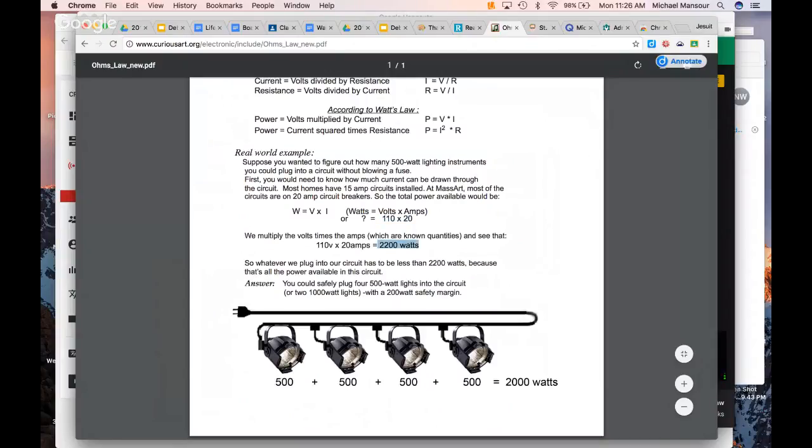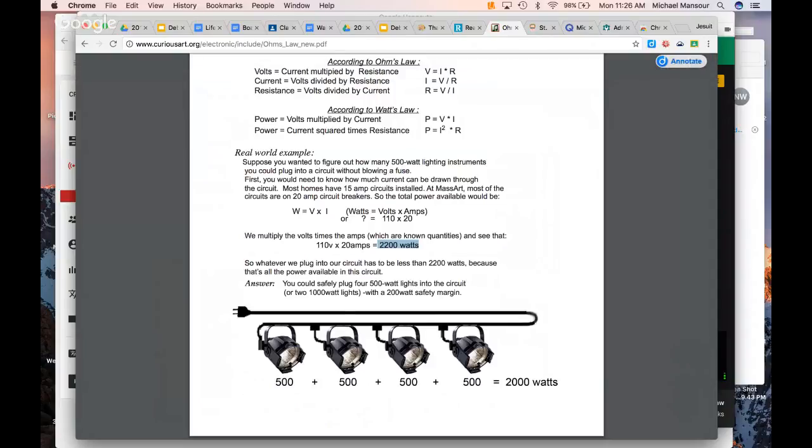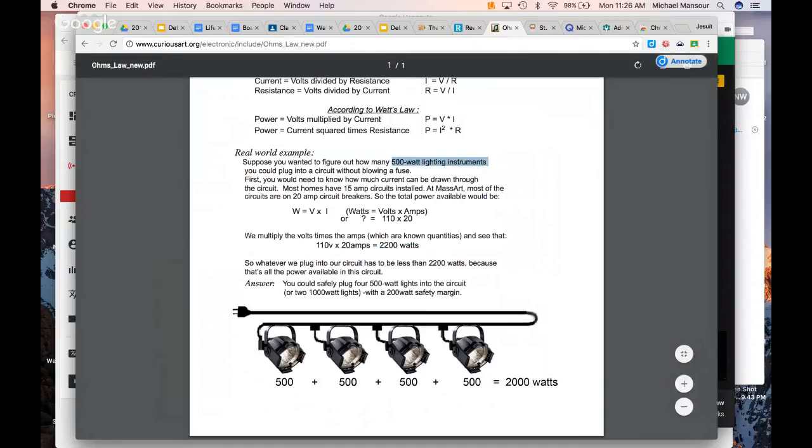Volts times amps equals watts. So you got 110 volts coming in, you got 20 amps in the breakers there, so that gives you a total of 2200 watts. Now, the question is asking, how many 500-watt lighting instruments can go into the fuse?